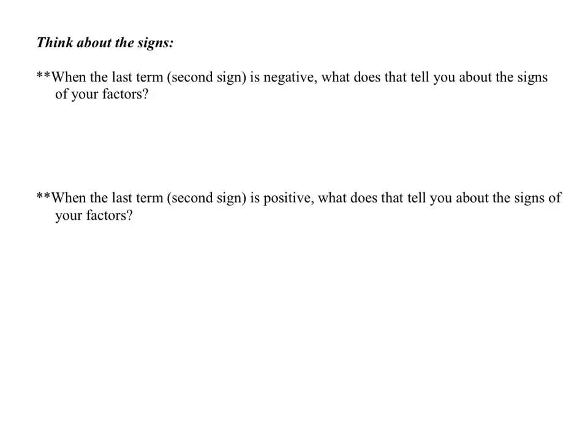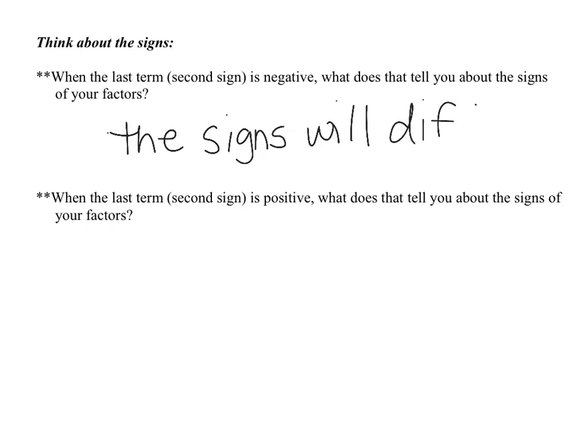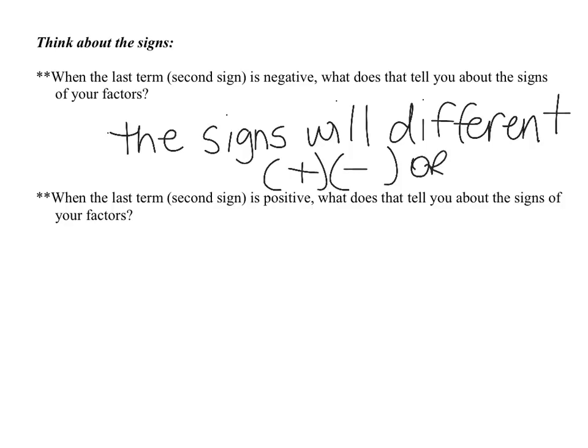So that's really important to recognize. What that means is that the signs will be different. And that's a hard and fast rule, right? It's the only way you can get a negative last term, if you're multiplying a negative times a positive. So that means that your factors are going to be plus minus, or they're going to be minus plus.